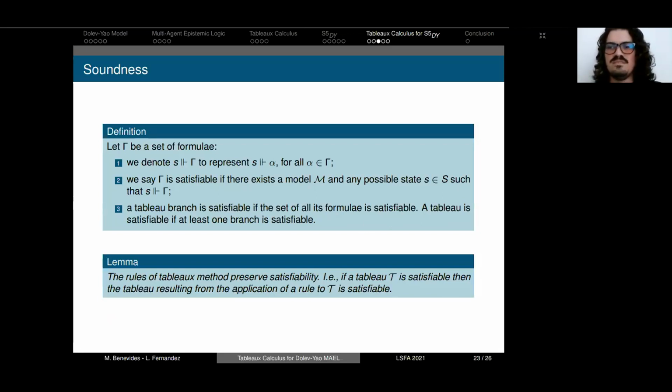We prove the soundness of the Tableau method. We based our proof on the Fitting soundness proof that works on the satisfiability of the set of formulas, and by consequence, the satisfiability of the branches. And the Tableau is satisfiable if at least one branch is satisfiable as well. And for the lemma, we show that our rules also preserve satisfiability.